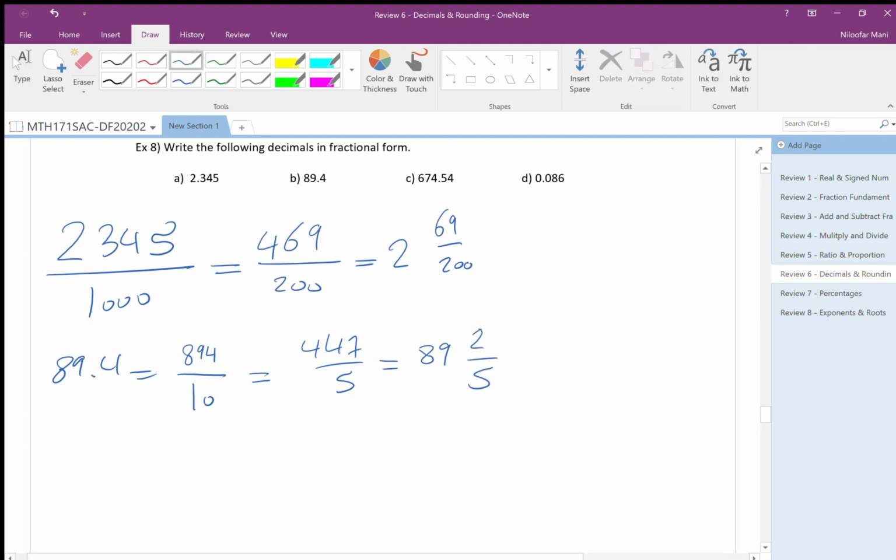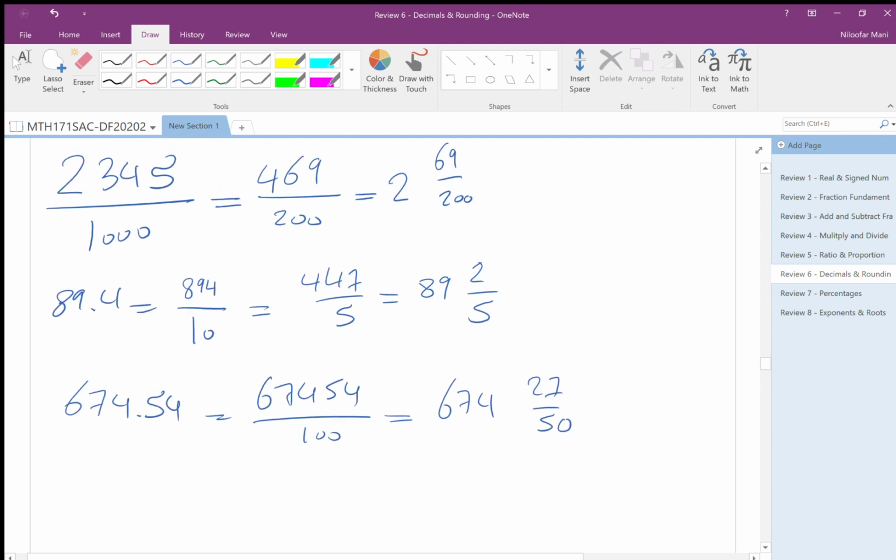Okay, so the next one is 674.54, which is 67454 divided by 100. I can simplify and divide by 2. Also, I can go to a mixed fraction, and the answer is 674 and 27 over 50.